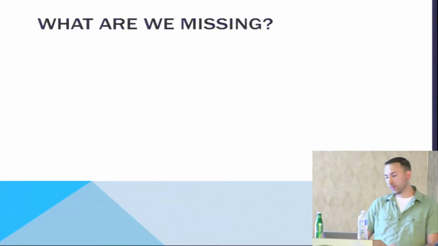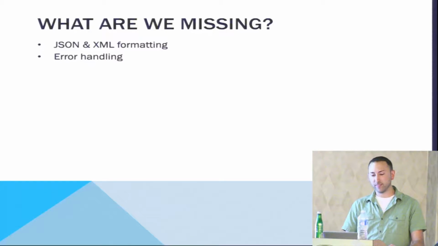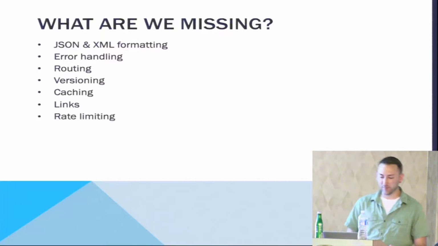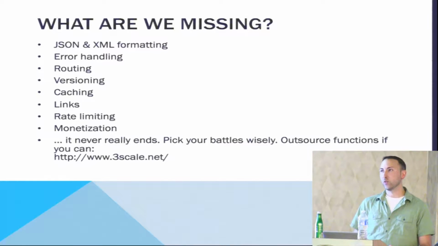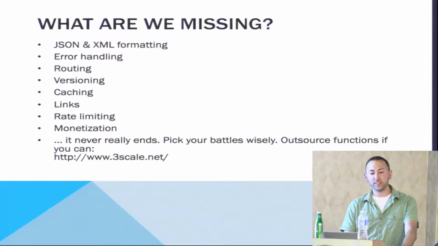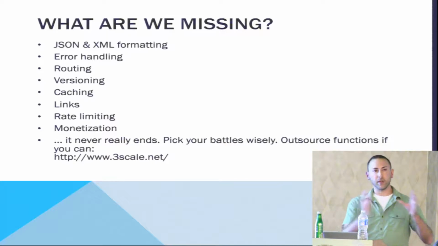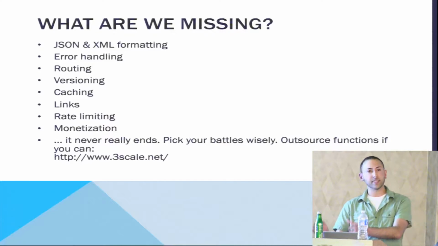So what are we missing? Well, there's JSON and XML formatting, error handling, routing, versioning, caching, links, rate limiting, monetization. So what you find is that it never really ends. There's always something you're going to want to do better with your API that you see other companies with 100 times more resources are doing with theirs, and you don't have time for everything. So again, it comes down to needing to think about your business goals, trying to stay as in line with standards as you can, but picking your battles.